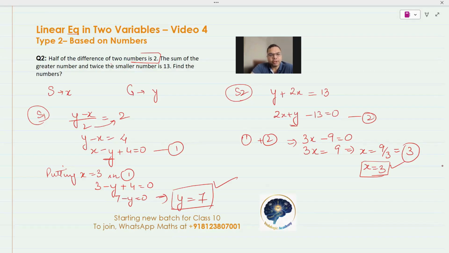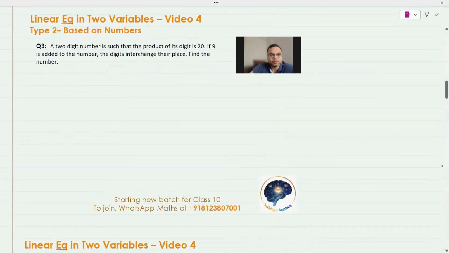Okay. So in this scenario, we had to take a smaller and greater number. So I considered x as smaller and y as greater and solved using the two scenarios. We solved the question. So I hope this is also clear. We'll move to the next question.